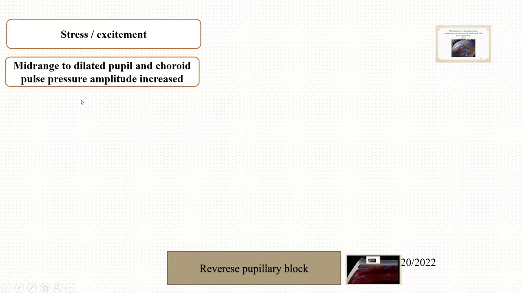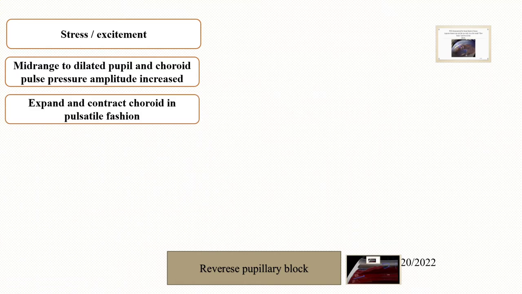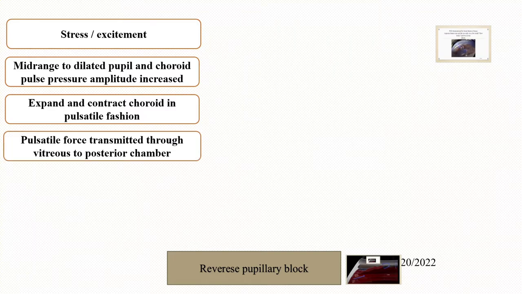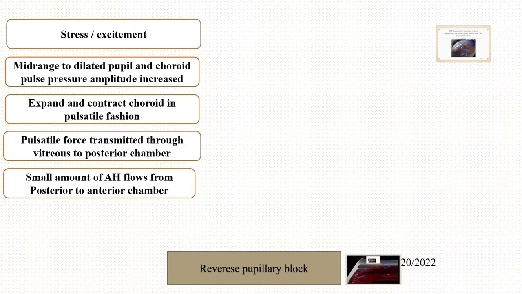Because of this pupil dilatation, there is an increase in choroid pulse pressure. Whenever there is an increase in choroid pulse pressure, it will be expanding and contracting in a pulsatile fashion. That leads to an increase in the force towards the posterior chamber from the vitreous. Whenever there is a transfer of force from the vitreous to the posterior chamber, there will be transfer of a small amount of aqueous humor from the posterior to the anterior chamber.